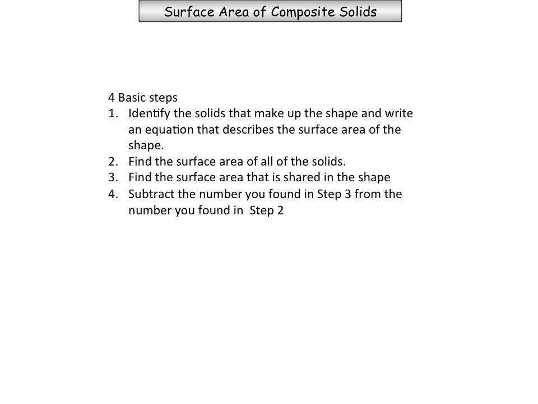So there's 4 basic steps to finding the surface area of a composite solid. The first step is to identify the solids that make up the shape and write an equation that describes the surface area of the shape. Step 2 is to find the surface area of all the solids. Step 3 is to find the surface area that is shared in the shape. And step 4 is to subtract the number that you found in step 3 from the number you found in step 2.